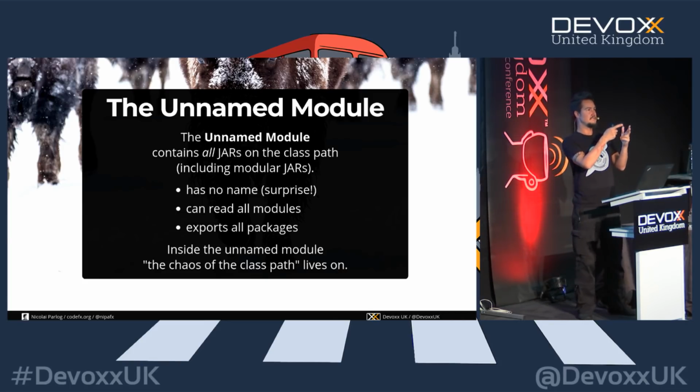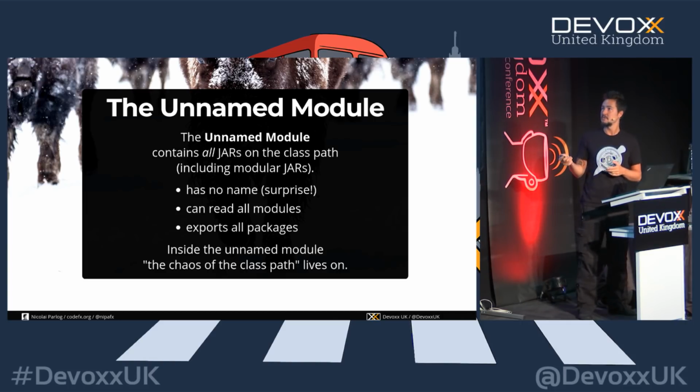We talked about three properties: names, dependencies, and defined API. How does the unnamed module fare? It has no name. Kind of makes sense because it's the unnamed module, and there's a reason for that. Because you cannot reference it. You cannot say, I require the unnamed module. That doesn't work. If the code is on the class path, it can read all other code, which is the second property. It declares a dependency implicitly on all the other code. But other code cannot look at the unnamed module by default. And it exports all its packages.